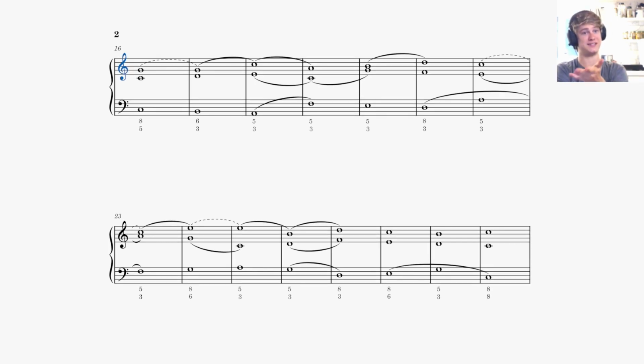Okay, so now let's listen to this example. This is going to give us a chance to listen to a 3-voice texture that slowly moves through whole notes.